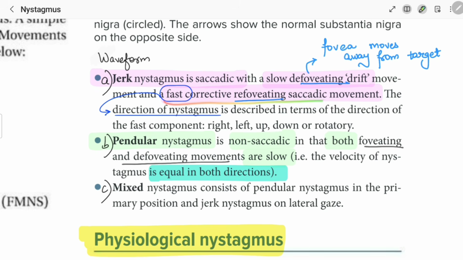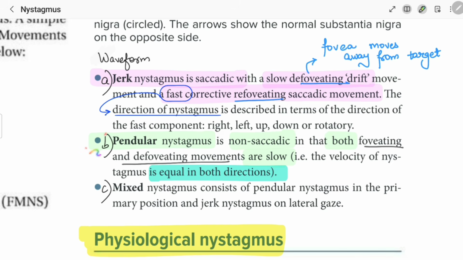And this fast component, this refoveating saccadic movement, is the one which tells us the direction of that nystagmus. So if we say that there is right nystagmus, that means the fast component of that nystagmus, or the saccadic movement, is in the right direction. It can be right, left, up, down, or rotatory.